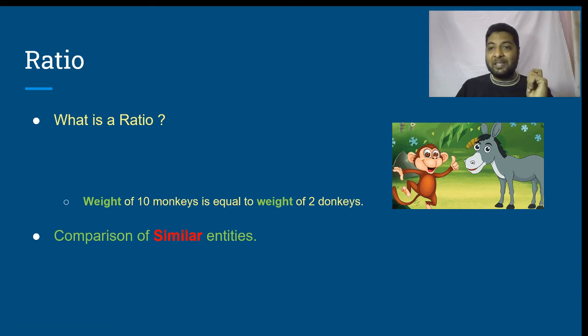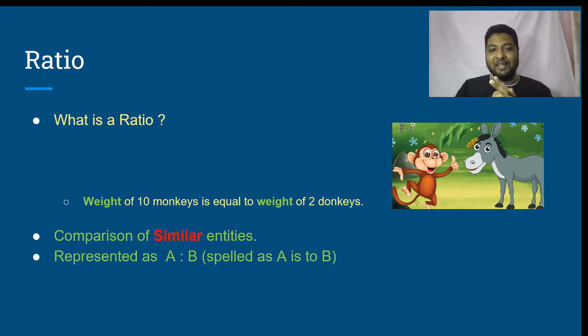Understanding this concept is extremely important. Ratio is comparison of similar entities. We'll understand the importance of this with an example question in probably one of the last slides, which was one of the questions that appeared in the exam. Okay, so always remember the meanings of the terms. Ratio means comparison of similar entities.